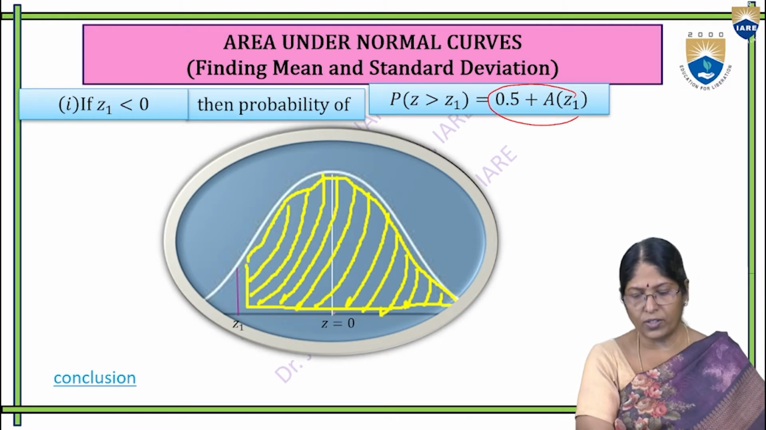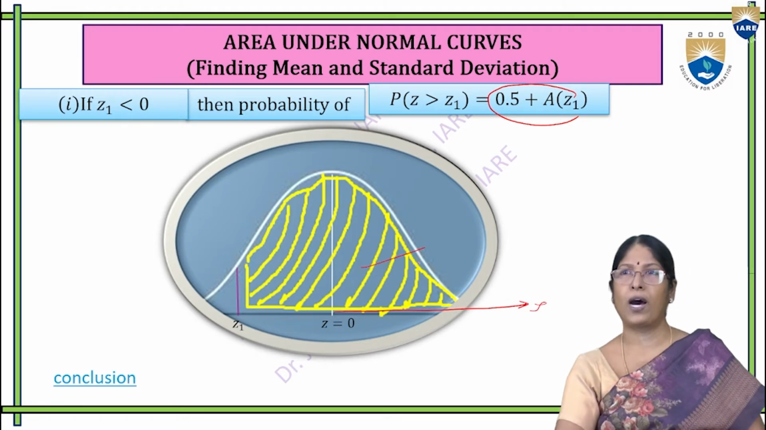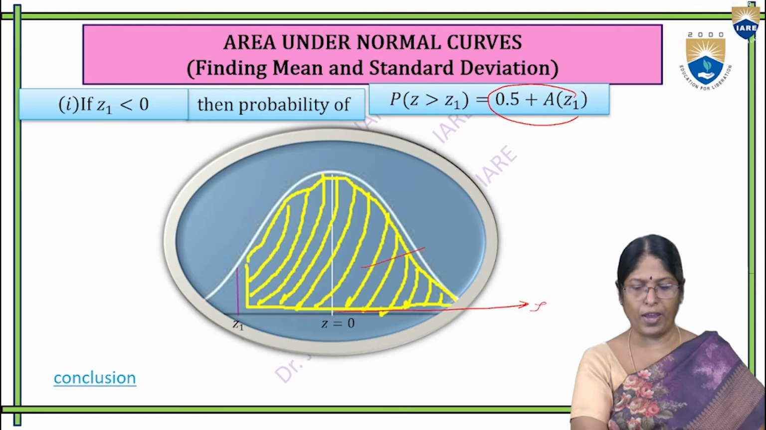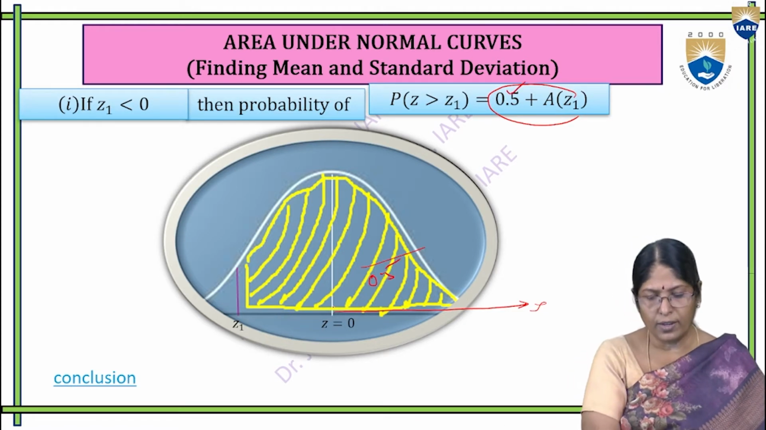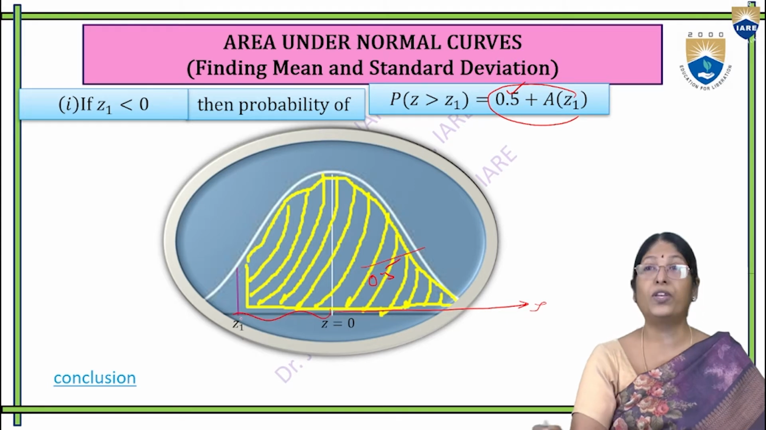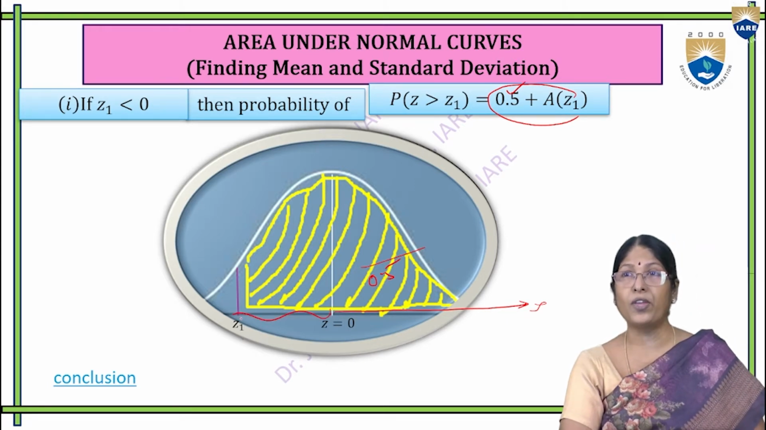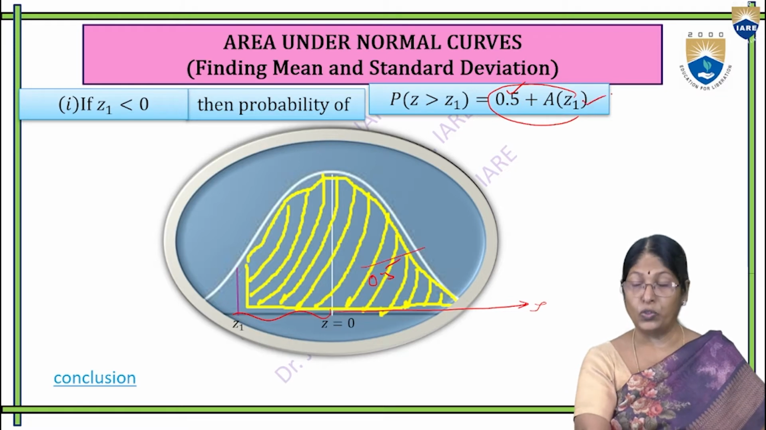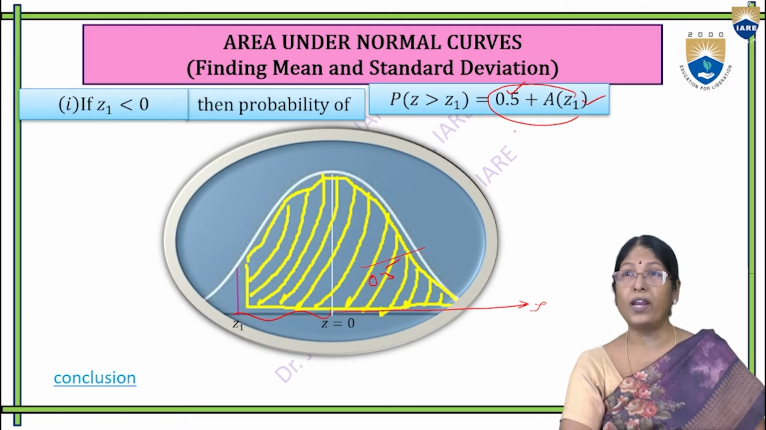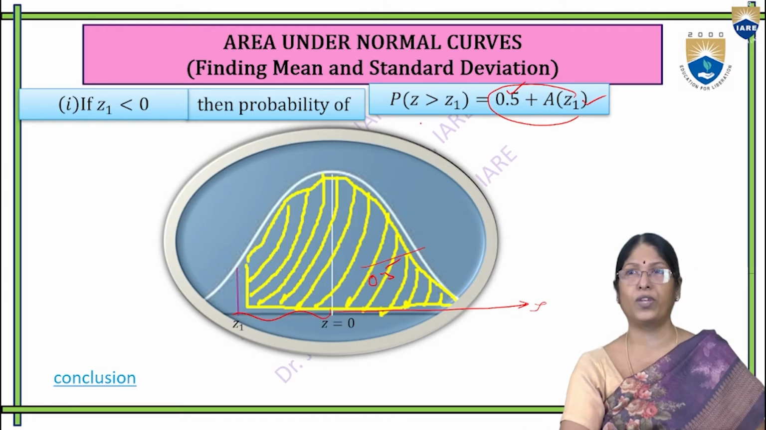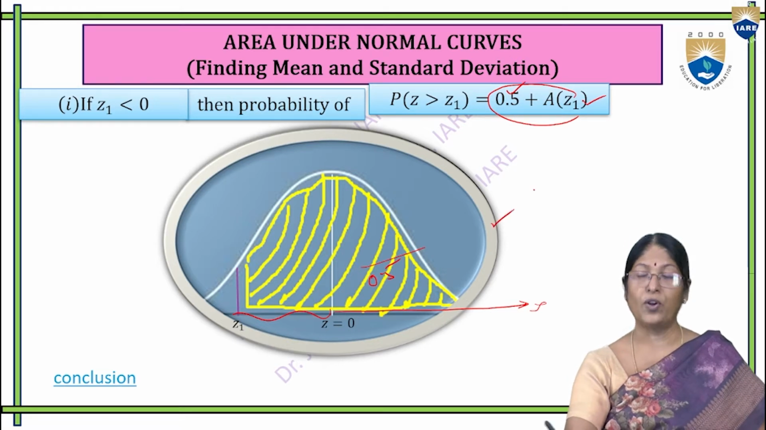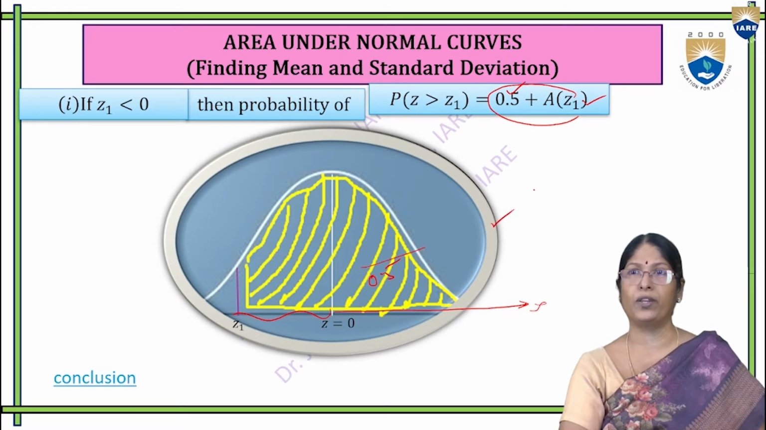We needed this area, which goes on up to infinity. The half part, the section, is 0.5, so it is included here. Then 0 to Z1 is included, that is the area of Z1. So 0.5 plus area of Z1 is the probability of Z greater than Z1. This is the normal curve we have drawn.